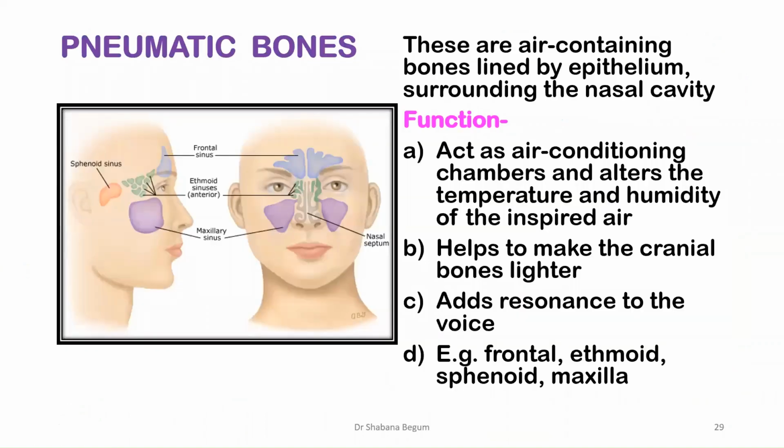The pneumatic bones. The pneumatic bones are air-containing bones surrounding the nasal cavity and lined by mucous membrane. They act as air conditioning chambers and help to alter the temperature and humidity of the inspired air. They help to make the cranial bones lighter and add resonance to the voice. Examples are the frontal bone, the ethmoid, the sphenoid, and the maxilla.